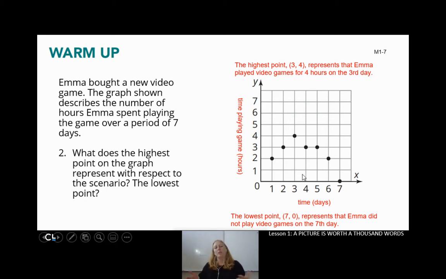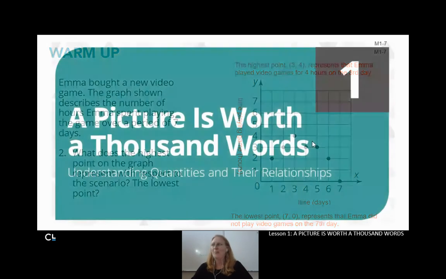Now that we know what our x-axis is and what our y-axis is, when we look at a point, this tells us things, right? This gives us information. And that's why we like graphs, because we can see the information. It's a lot easier than if Emma just told us how much she played each day, right? That's kind of lame. I like the graph. I can see what's going on here.